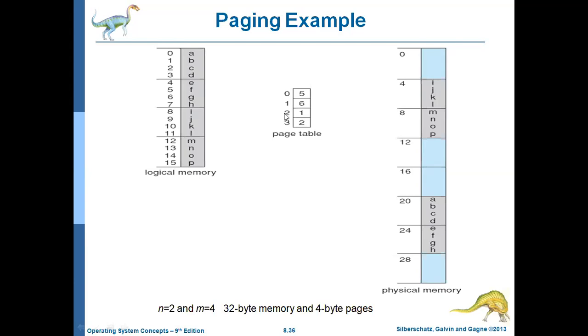So 5 means 5 into 4. What will that be? 20. Go with 20 as an address, and here you will find your first page, that is ABCD. Similarly, page number 1 is with 6. 6 into 4 is again 24, so it will be here. Then comes page number 2, it's with 1. 1 into 4 is 4, you can find it here.